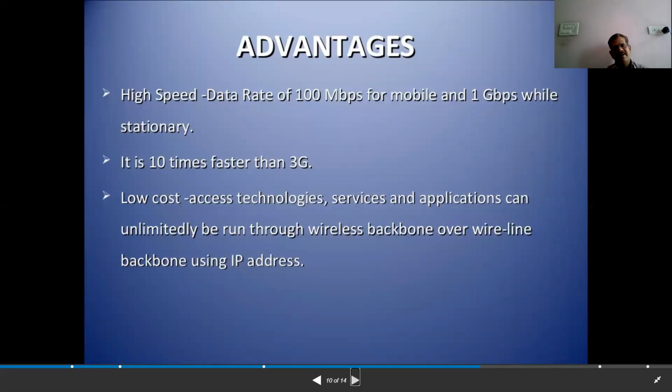What is the advantage of 4G technology? 4G technology has a high data rate of 100 megabit per second for mobile and 1 Gbps while stationary, and it is 10 times faster than 3G. It is a low cost access technology, and services and applications can run unlimitedly through a wireless backbone over a wireline backbone using an IP address.